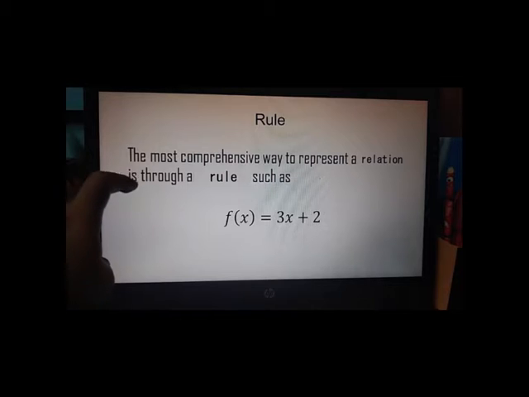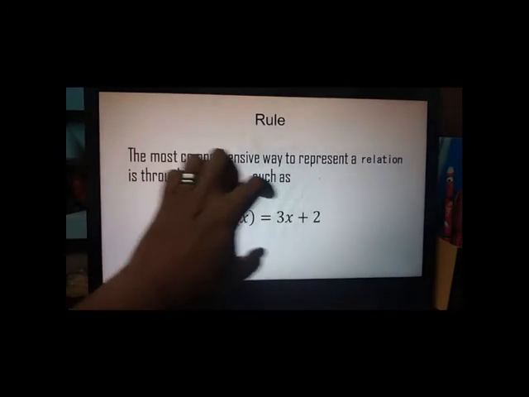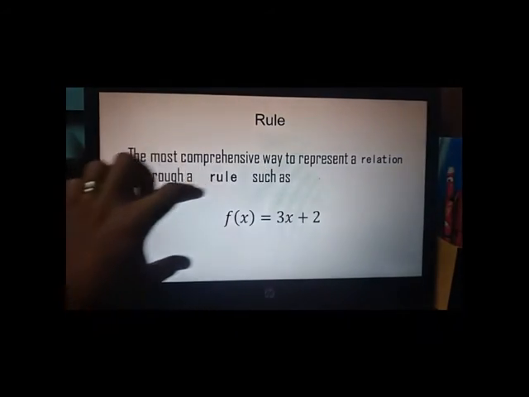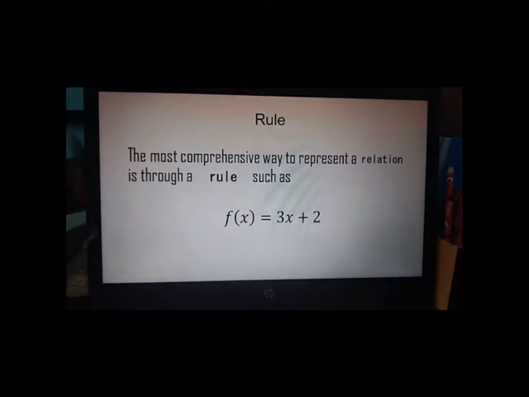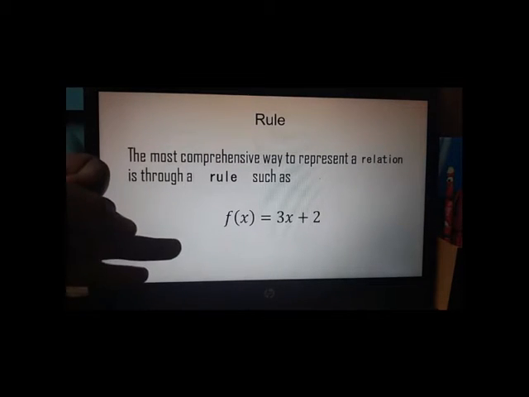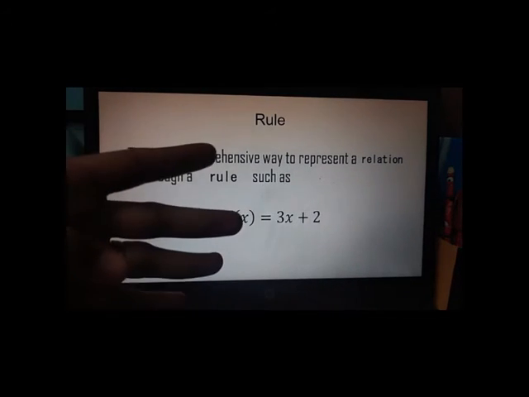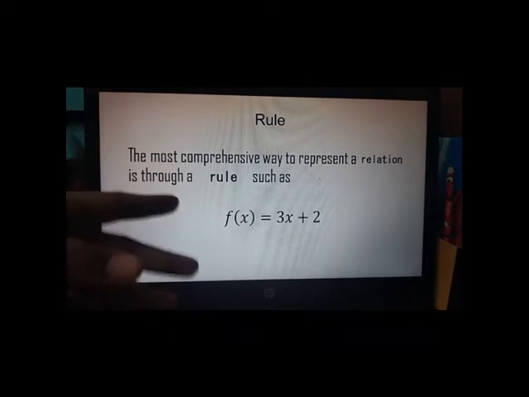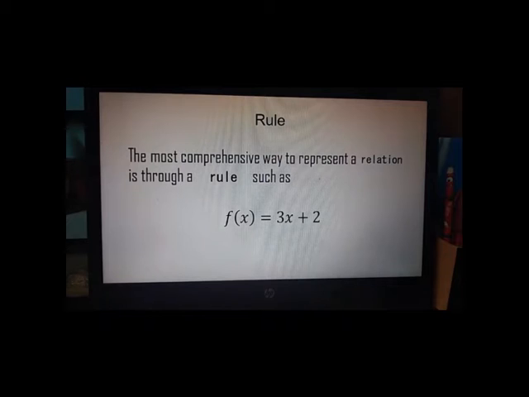Next, rule. The rule is the most comprehensive way to represent a relation. Meaning, you're going to write some rule. So, how many representations of relation do we have? We have the ordered pair, mapping diagram, table, and the rule. And the last one is the graph. So, we have 5.